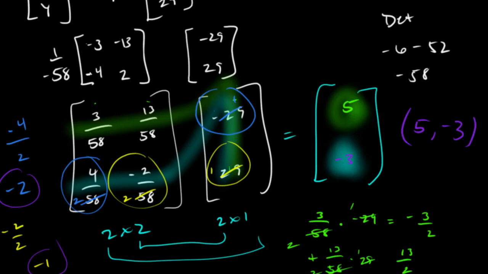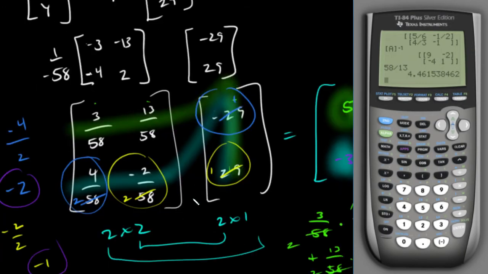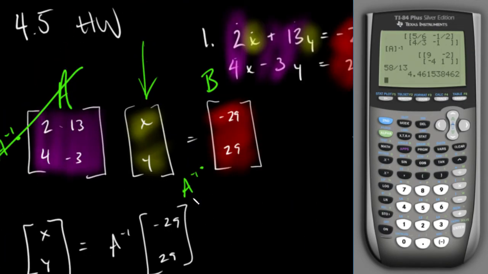Let's use a calculator and see if we're right. Look at all the places you could make mistakes here. So now I'm going to do it on a calculator. I'm going to enter in this matrix as matrix A, and this matrix as matrix B.